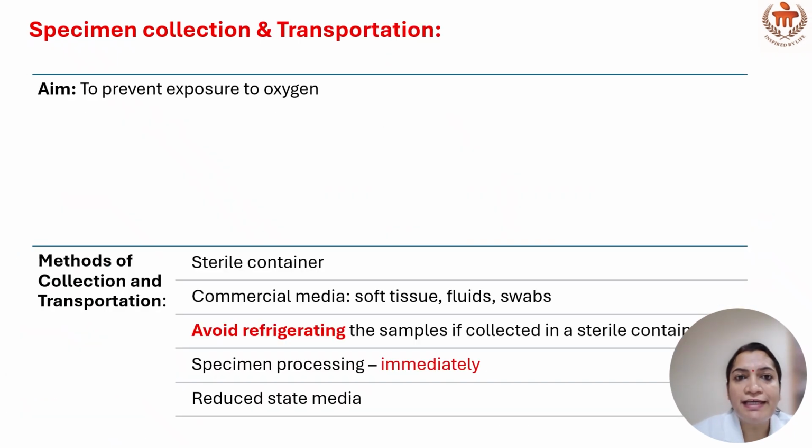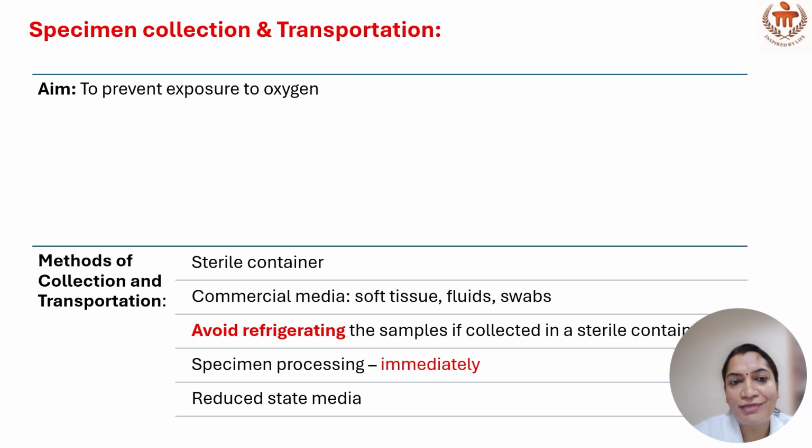Once we collect the sample, make sure that you do not expose the sample to oxygen. If you are collecting the sample in a sterile container, the aim should be to transport the sample immediately to the laboratory, and immediate processing has to happen. If there is some delay in transportation, then consider transporting the sample in commercially available transport media.